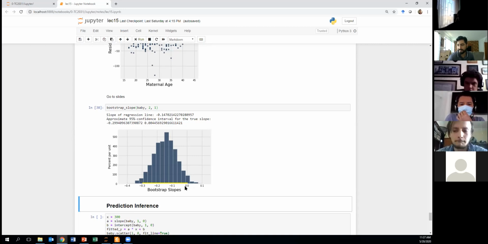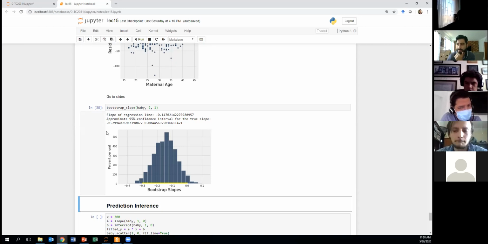But now 0 is contained in my 95% confidence interval. This is 0, right? So 0 is inside my 95% confidence interval. So based on this, I cannot reject the null hypothesis. My null hypothesis was that the slope of the true line is 0. But now I see, no, I cannot reject the null hypothesis, because 0 is there, right? 0 is in my 95% confidence interval.